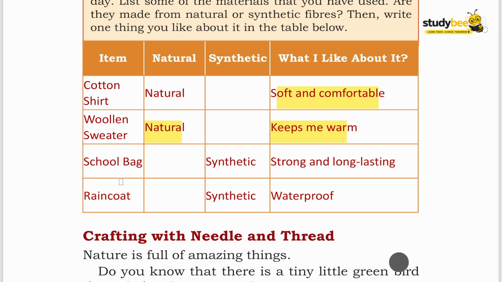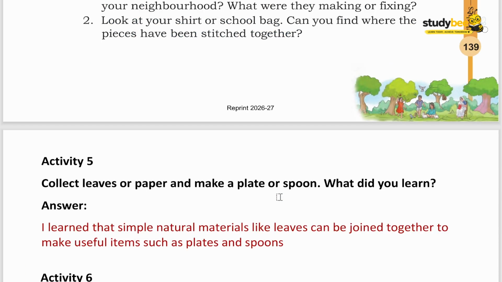ठीक है? School bag. School bag कैसा होता है? किससे बना होता है? It is made from synthetic material, right? It is strong and long lasting. काफी strong होता है ना? Raincoat. Raincoat is again made from synthetic material, and the one thing which I like about it is it is waterproof.